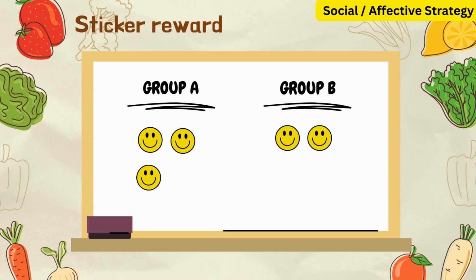So this is how the reward system can be done by using sticker rewards. If the student gets the answer correctly, they will get one sticker for their group. Here, we emphasize an effective strategy because by giving them rewards, they will feel more motivated to participate actively in this kind of activity.